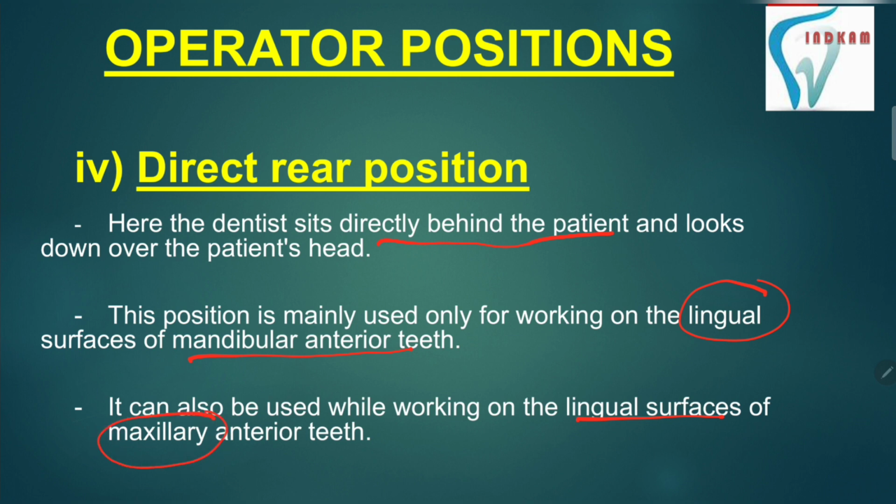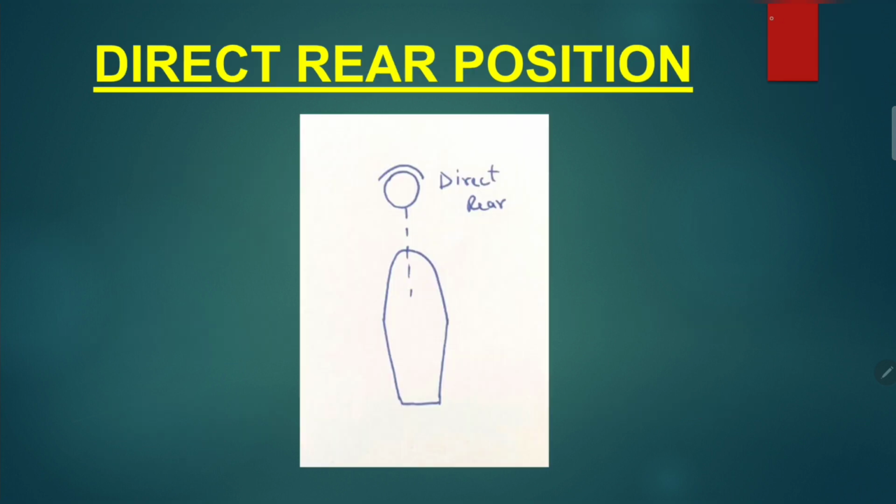So for maxillary and mandibular both anterior teeth, we need to sit in this position, which is a direct rear position. We can see this in the diagram also. As we can see in the diagram, this is the direct rear position, which is just behind the head of the patient, and it is also known as 12 o'clock position.